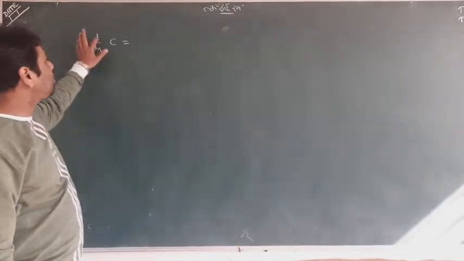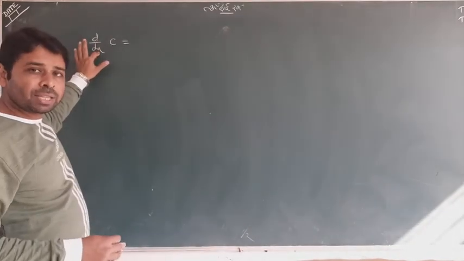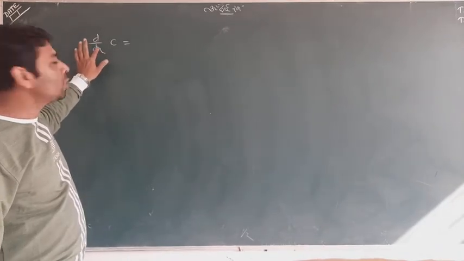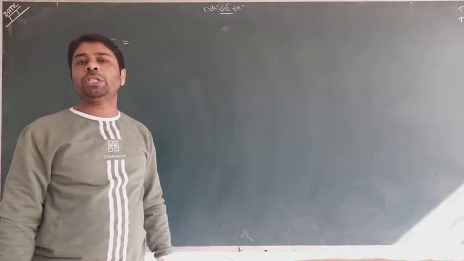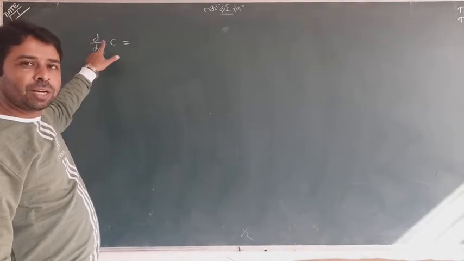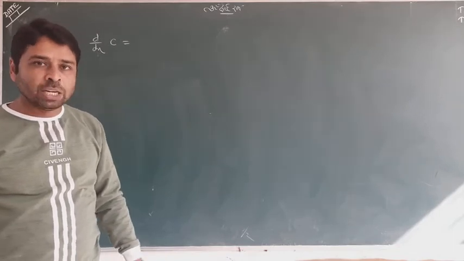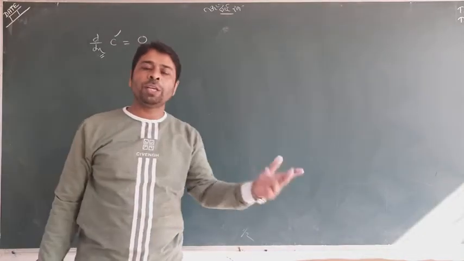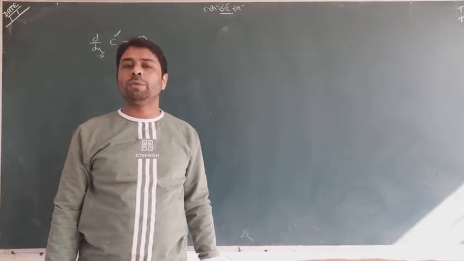So what is the meaning of d by dx? It means the differentiation of a function with respect to x, meaning the instant change of the function with respect to the instant change of x. When x changes instantly, what will be the change in c? I tell you there is no x here. So if x changes, there will be no change in c because c is a constant value. It is not depending on x. So even if x is changing, there will be no change in c. No change means 0 answer. So remember, d by dx of a constant is always 0.